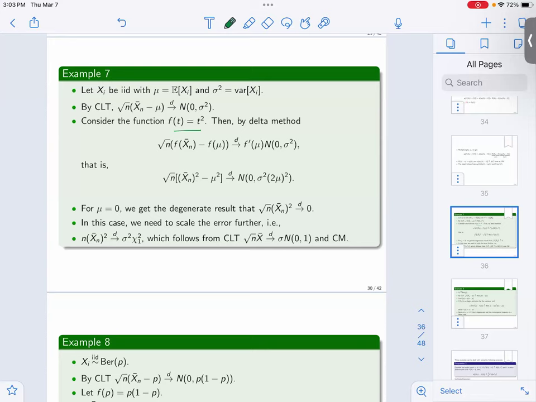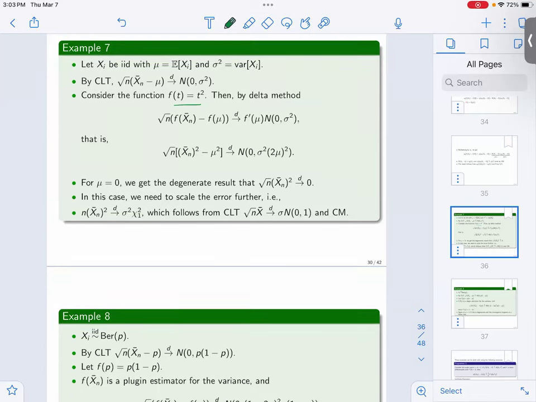In this case, you can easily see that that's true if you use the continuous mapping theorem. We know that root n x bar n divided by sigma, because the mean is zero, is converging to normal 0, 1. By continuous mapping, this has to converge in distribution to normal 0, 1 squared, which is really just chi squared 1. So by hand, you know that this happens. If you rearrange, n times x bar n squared converges in distribution to sigma squared chi squared 1.